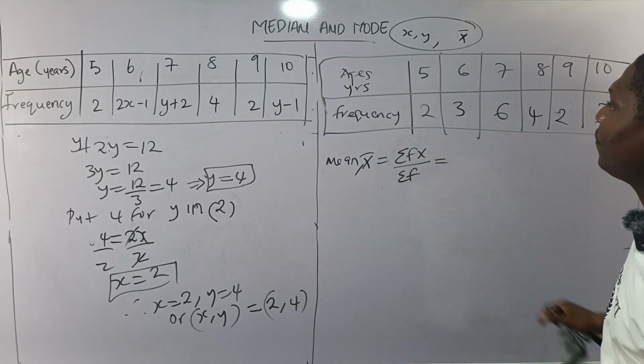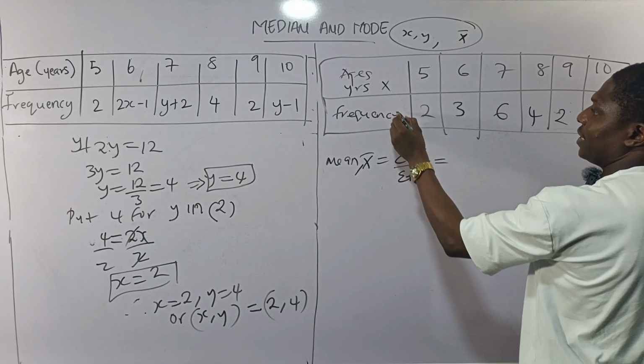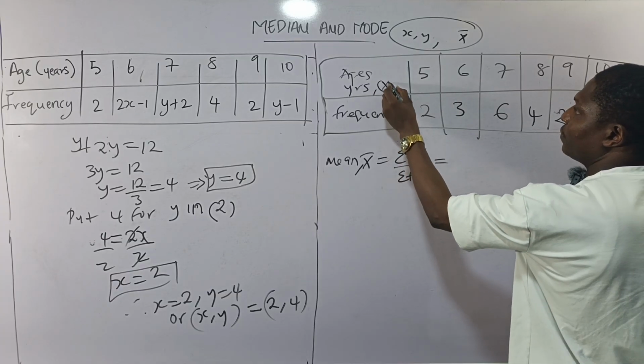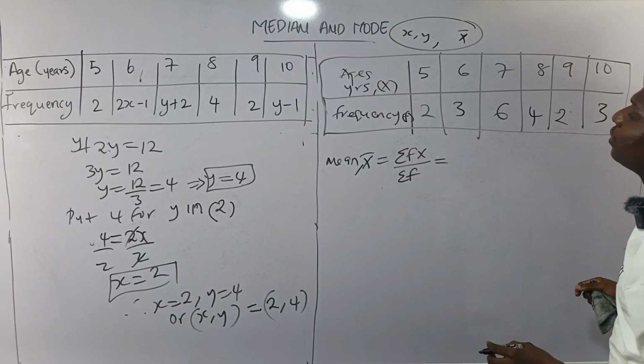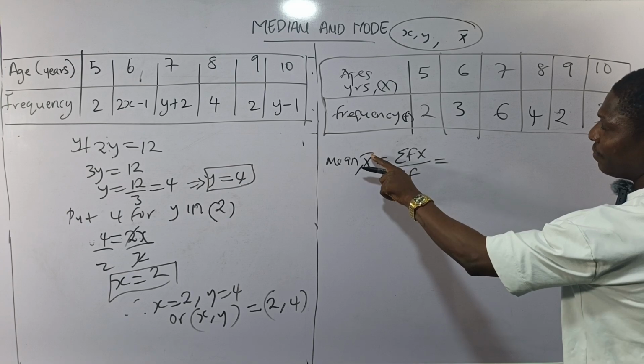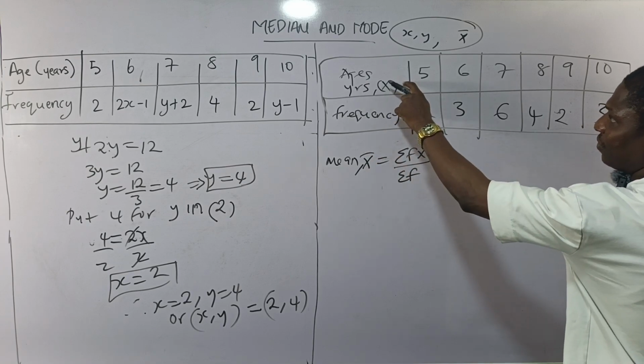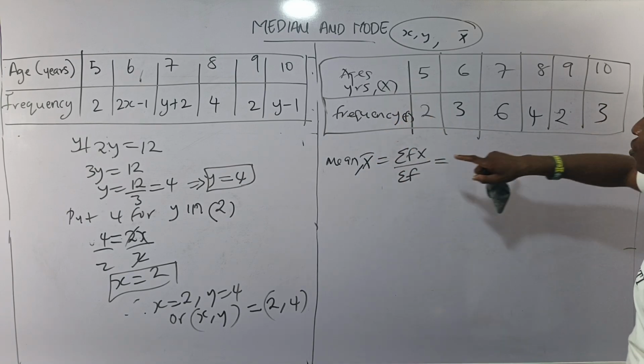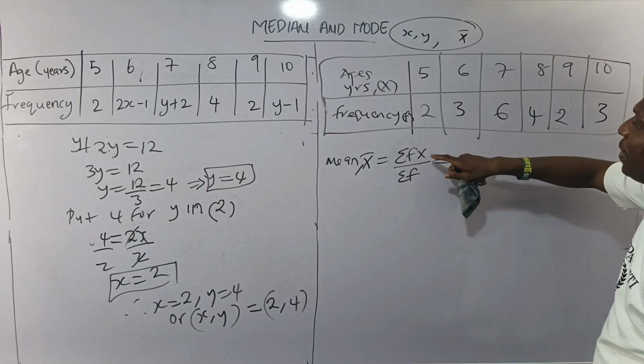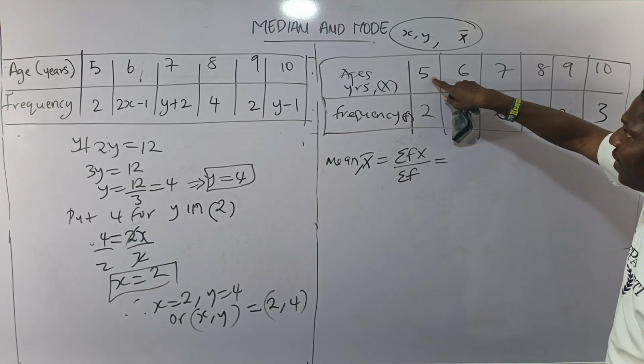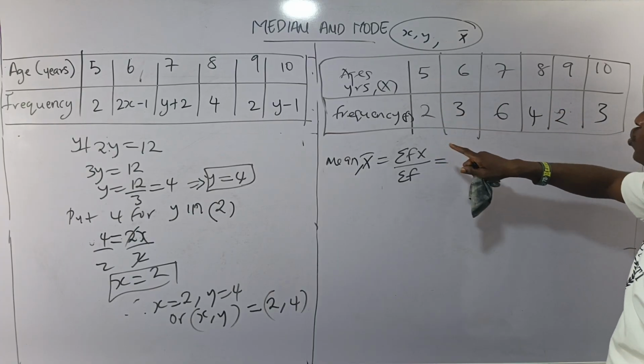Now summation fx, this is x and this is what? F. Take note. Now remember your mean for x, it must carry bar. X is what? X, which is score or mark. Now summation fx means we should multiply frequency and the value of the what? X. After doing that, we'll sum all.